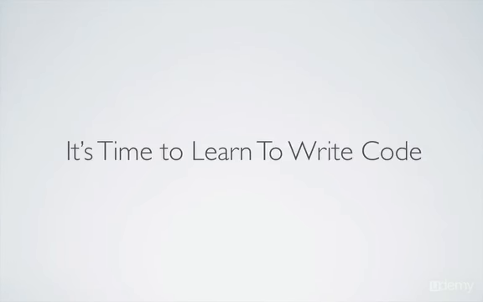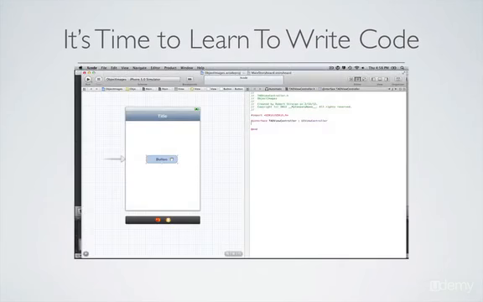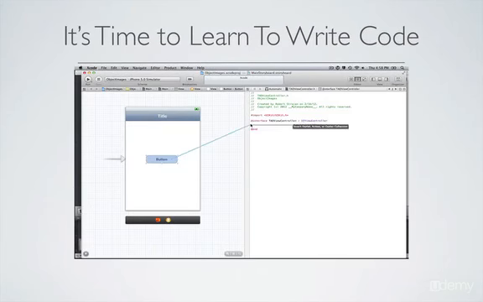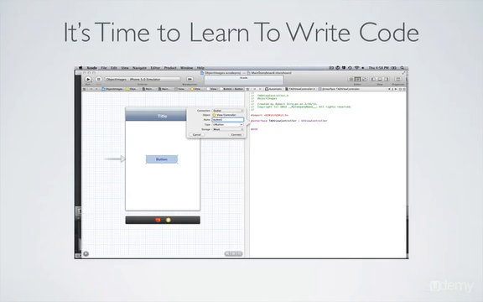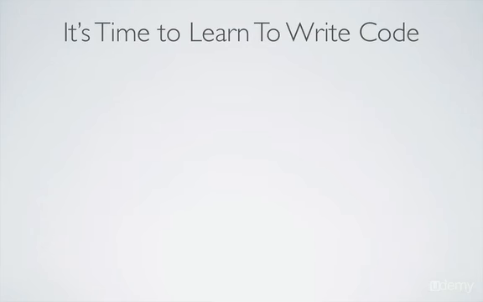In the last lesson, we hit the limit of what we can do without coding. It's time for us to learn how to write code and connect that code to what we build in storyboarding. Before we get started writing code, I want to talk a little bit about a couple key programming concepts we'll need to know. The first is called object-oriented programming.